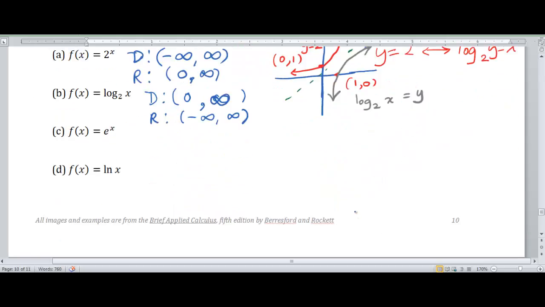Okay, let's look at e to the x. Now, what is e? E is a number, 2.718, something like that. It just goes on. It's an irrational number like pi. So we know what 2 to the x looks like.